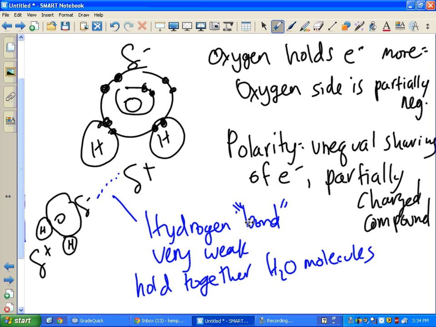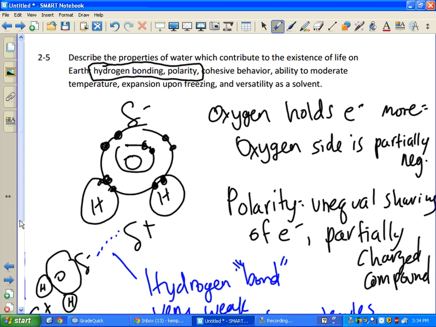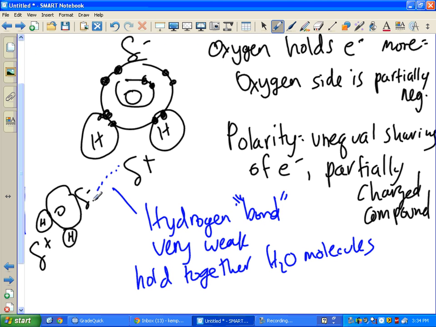Okay, so hydrogen bonds happen because water is polar. Water is polar because oxygen is greedy with the electrons. So it's kind of like a domino effect. Oxygen is greedy with its electrons, so that means water is polar. Because water is polar, it's going to partially attract to itself. And when it partially attracts to itself, that's called a hydrogen bond. Then we give special names to the things that water does, mostly because of these hydrogen bonds and because of polarity.